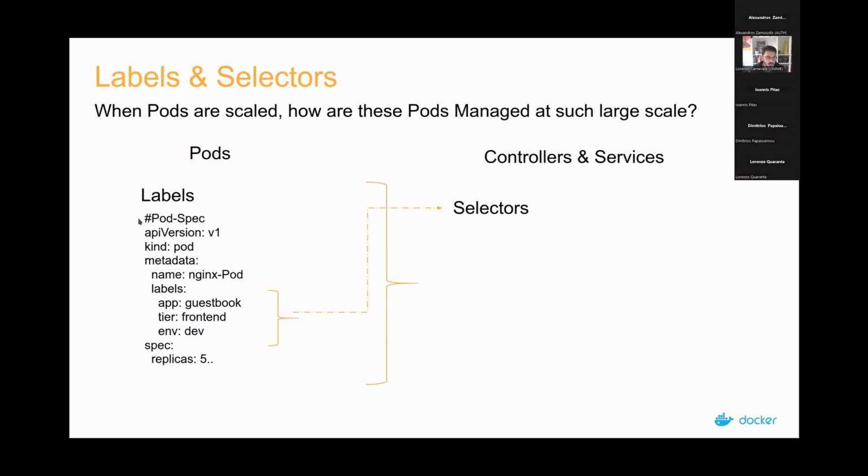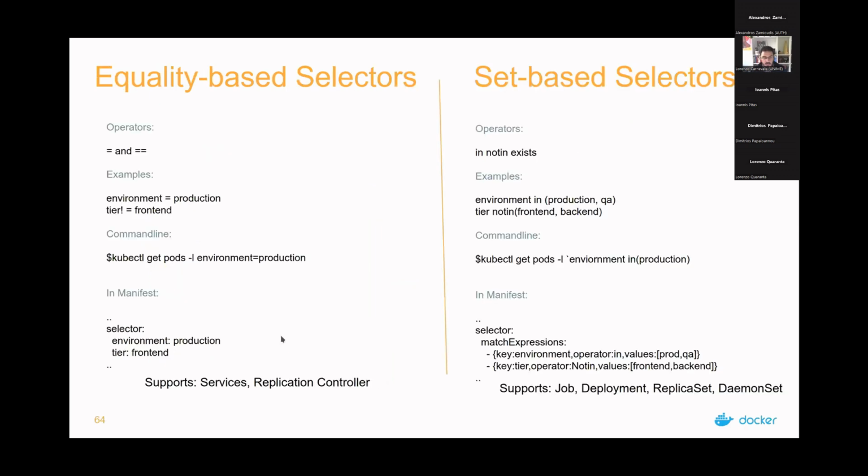So this is the specification of a pod with labels like app: guestbook, tier: frontend, environment: development. These are labels that we can add to the pod that will help us match this label with the label of the workers. And we are specifying the number of replicas, for instance 5. So we would like to have 5 replicas of this pod.